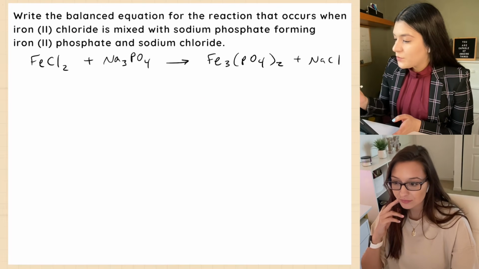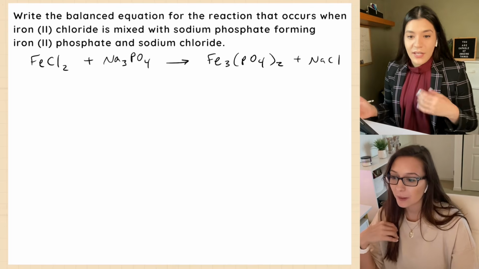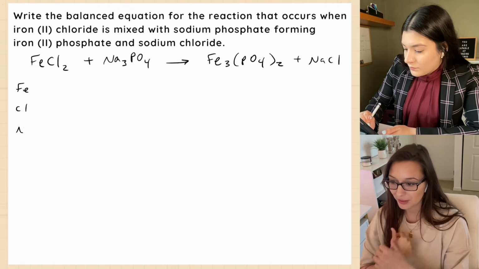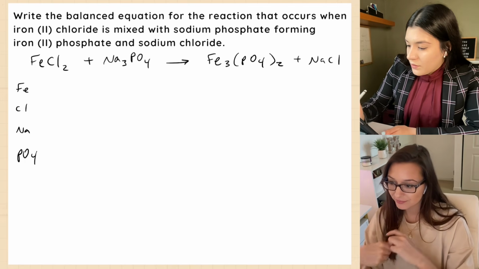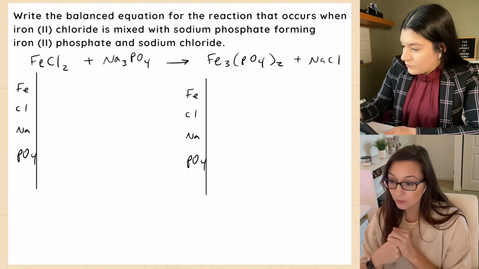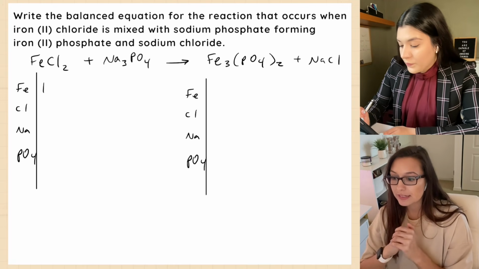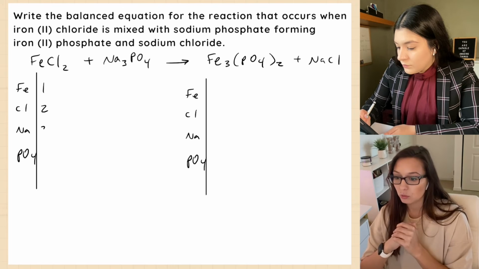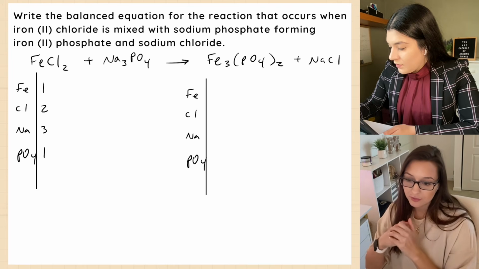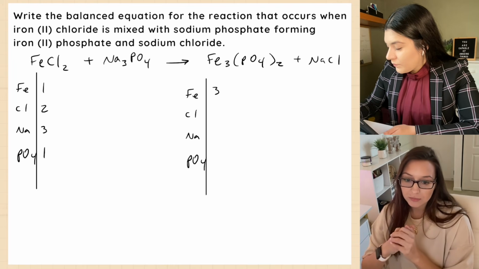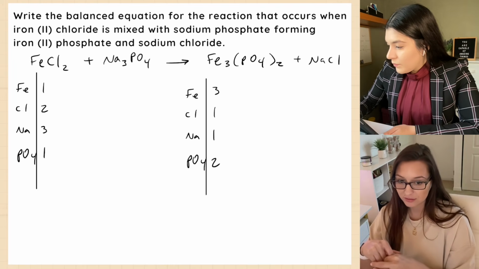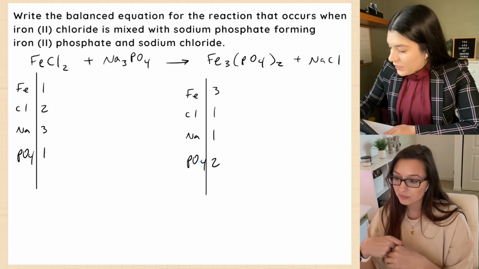What's the first thing that we want to do with balancing? Okay, so we have to start out by writing out all of the elements, and then we're going to start balancing. So we'll count how many we have. Perfect. Go for it. Okay, so for iron, we have just 1, and then there's 2 chlorines, 3 sodiums, and just 1 phosphate. Perfect. Next side. And then we have 3 irons, 1 chlorine, 1 sodium, and 2 phosphates.